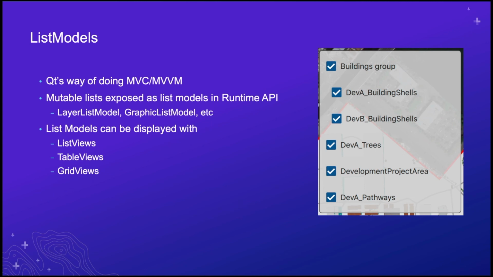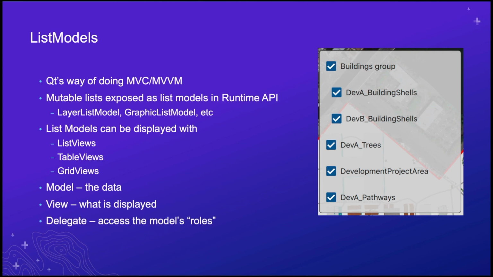Now there's three key concepts when you're working with list models and list views. There's the model, which is the type that we expose. That's the data. So in the case of layer list model, it's all of the different layers. Then there's the view, and that's what is displayed on the screen. Then there's the delegate. And the delegate's the individual component, and this is what will access the model's different roles.